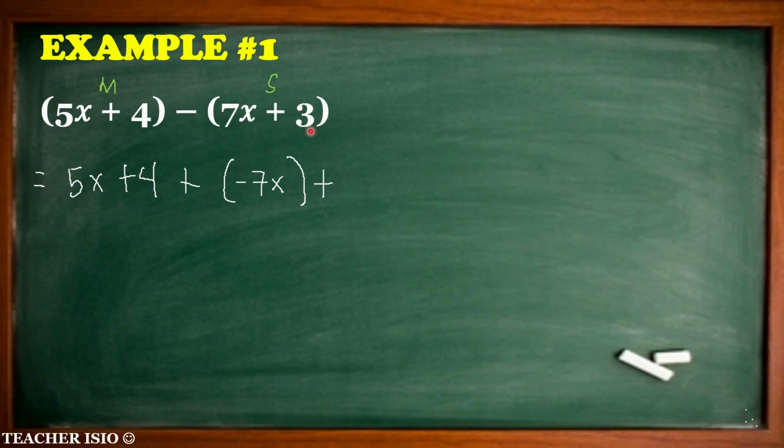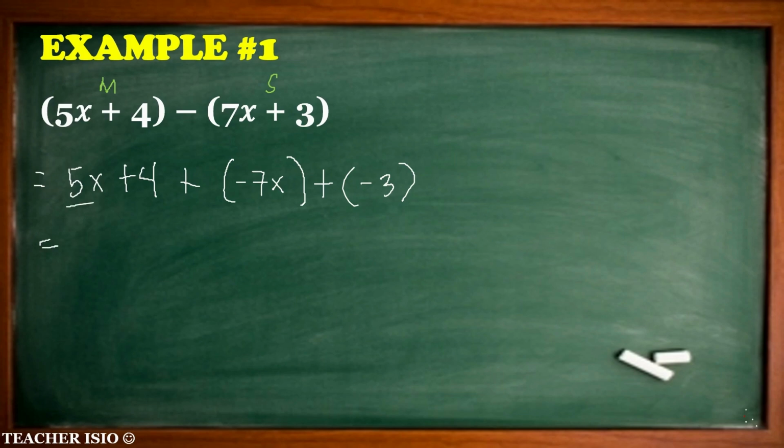Since 3 is positive, it will become negative, because we're going to change the sign of the subtrahend. Let's continue. So, proceed na tayo dun sa previous lesson nating addition of polynomials. We're going to combine similar terms.